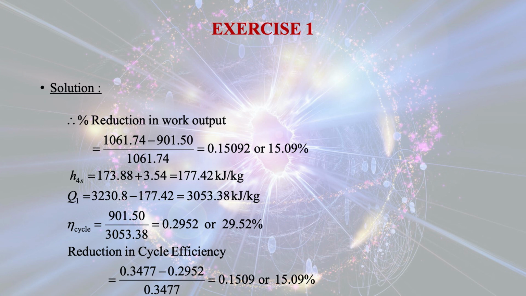So reduction in cyclic process is 0.3477 minus 0.2952 whole divided by 0.3477, that comes out to be 0.1509 or 15.09%. So dear learners, you might have understood how we can tackle any problem in thermodynamics.